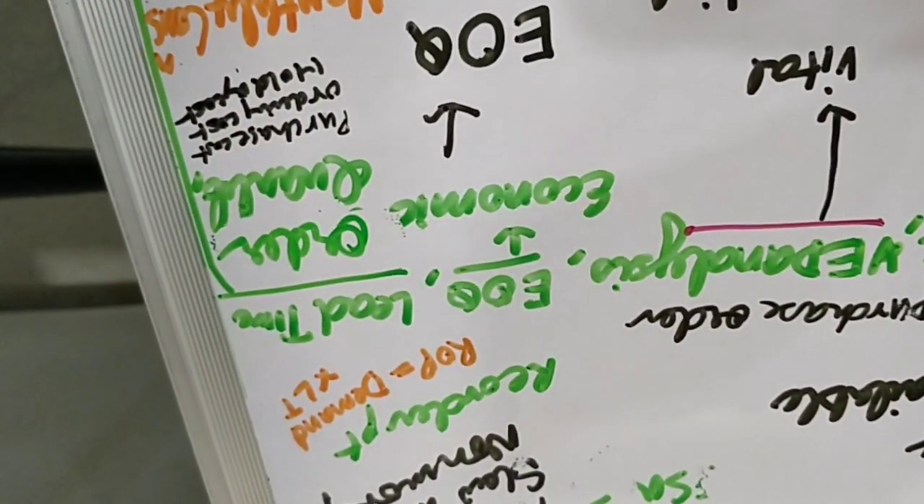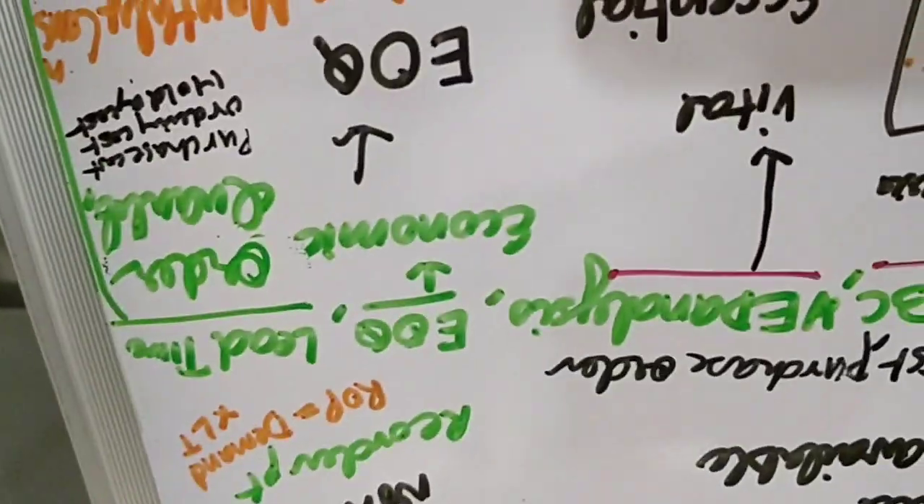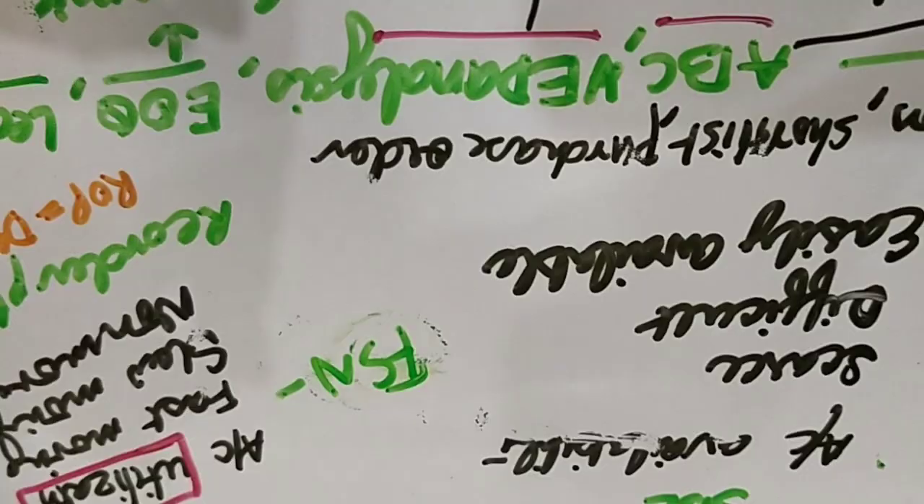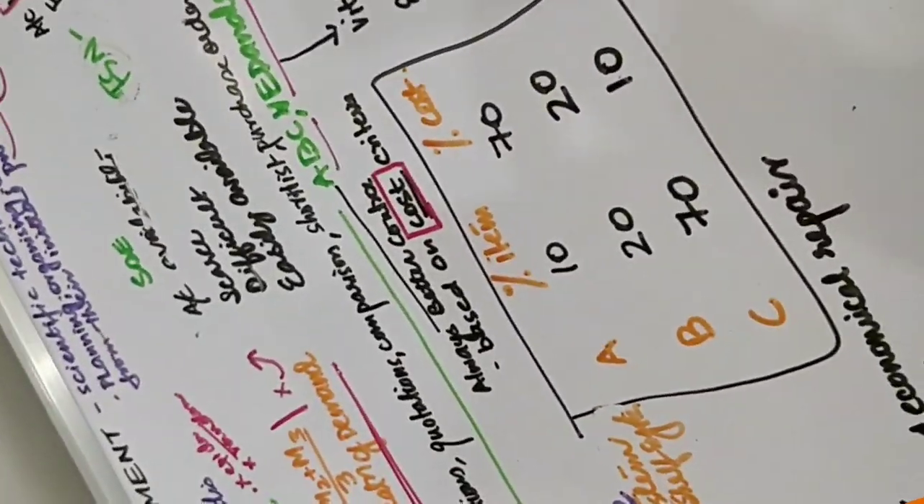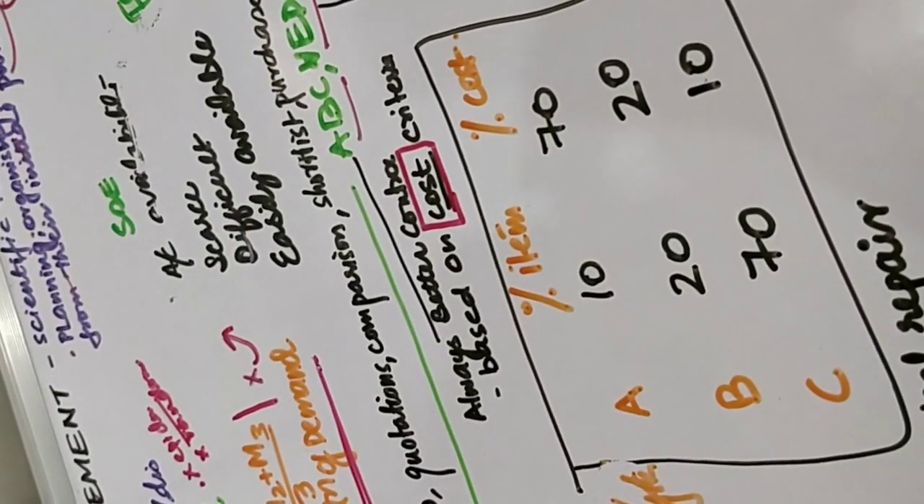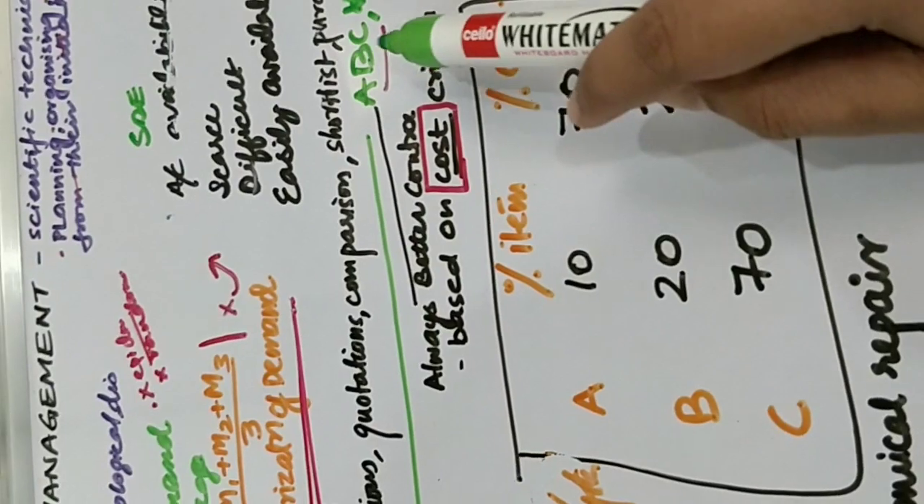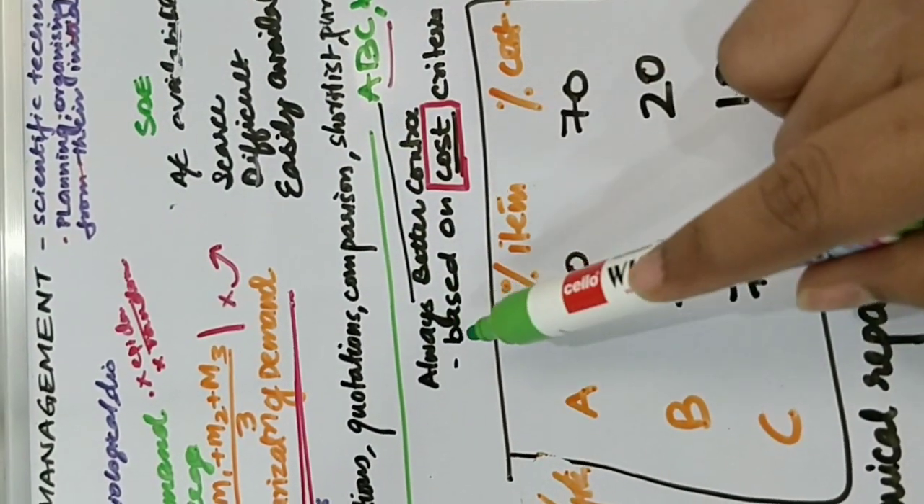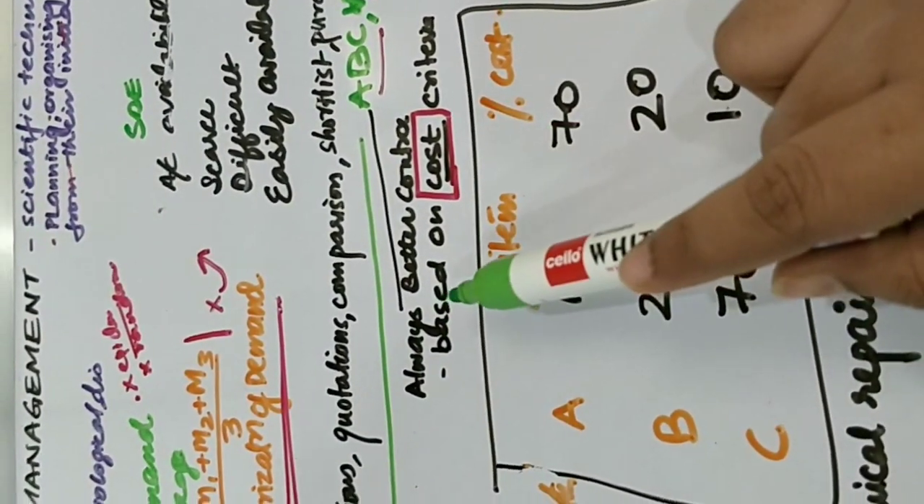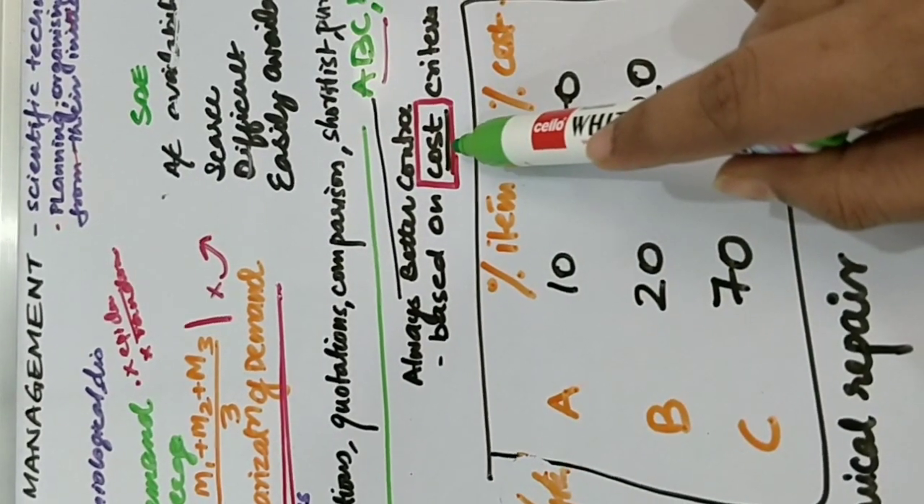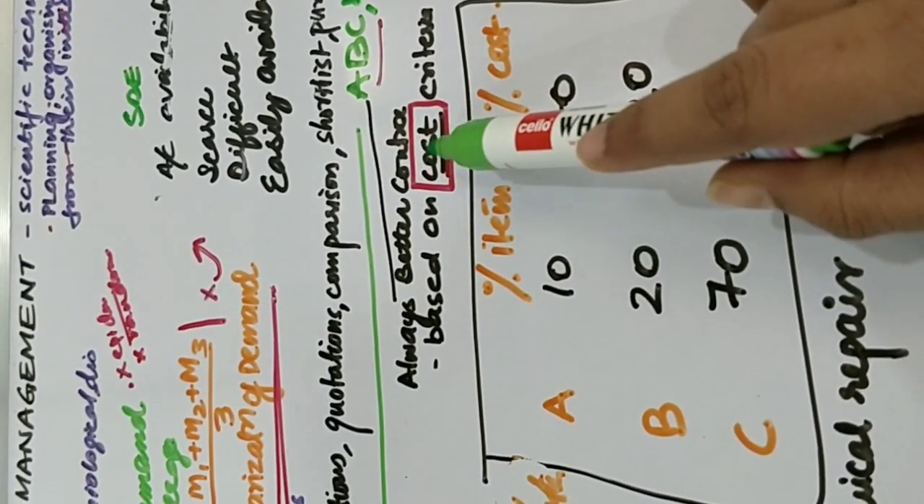Then we have lead time, we have reorder point, and we have another analysis known as FSN or SDE. Okay, let's cover this one by one. What is ABC analysis? ABC analysis is based on cost criteria. ABC means always better control, okay.